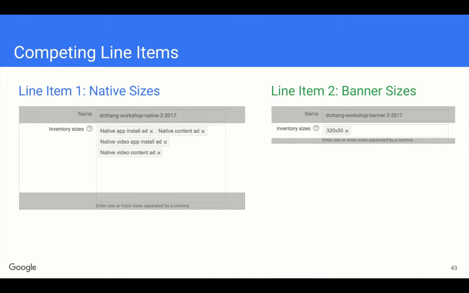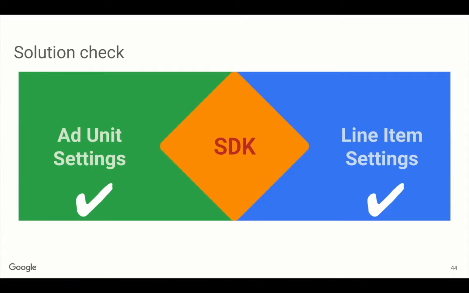To deliver native and banner ads to the same ad units, you can create one line item for native ad sizes and another line item for banner sizes. Then target both line items to the same ad units. At runtime, these 2 line items can compete against each other in every ad request for the same ad units. Alternatively, you can create one line item with all native sizes and all banner sizes. That's all of the changes on the DFP UI.